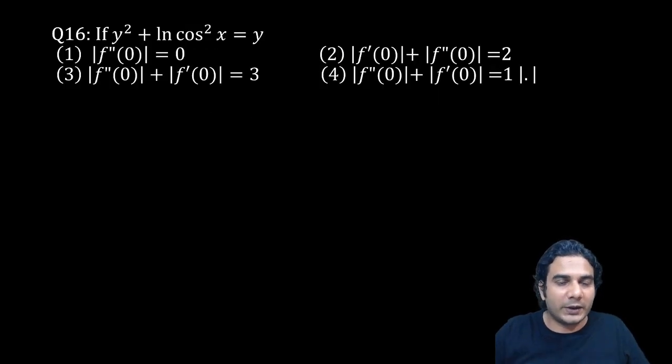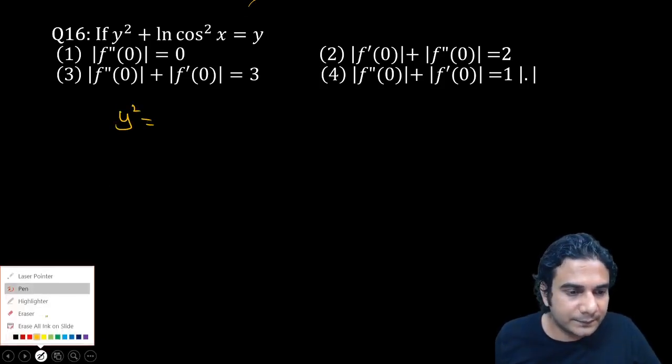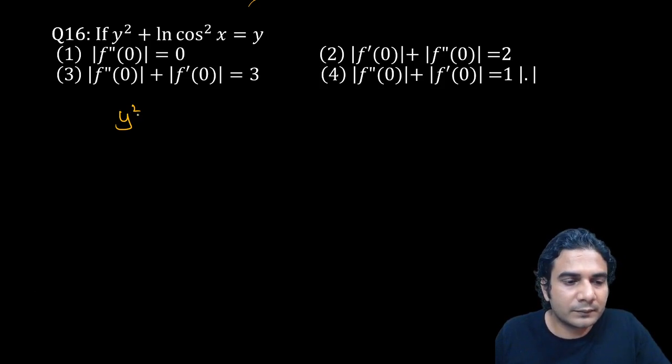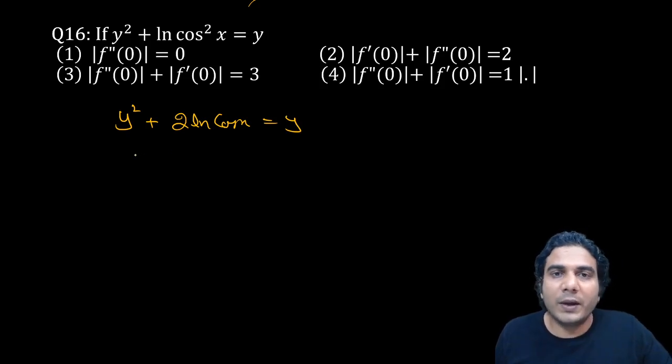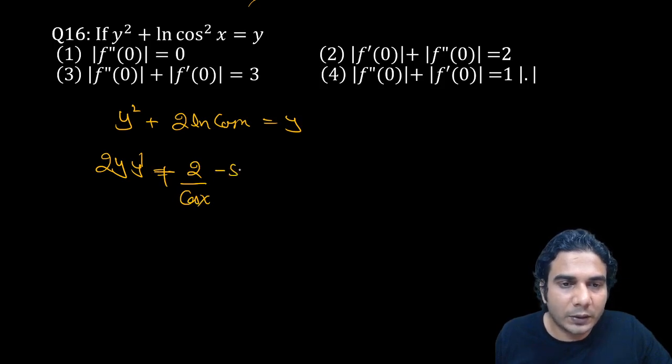All right, now let's move to another problem. This was a problem based on differentiation. So we had this equation: y square plus 2 ln cos x is equal to y. You can put mod also, no problem. So we need y dash 0 and y double dash 0. So just differentiate it, and we'll get 2y into y dash is equal to 2 upon cos x into the differentiation of cos x, which is minus sin x, right? So minus 2 tan x plus is equal to y dash.